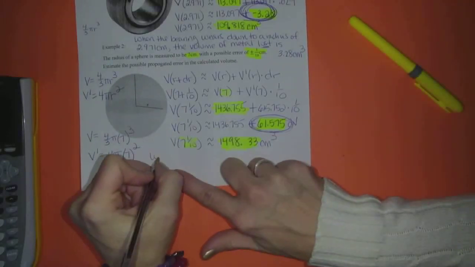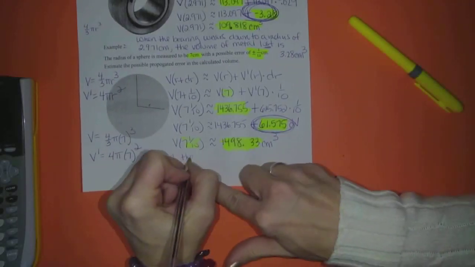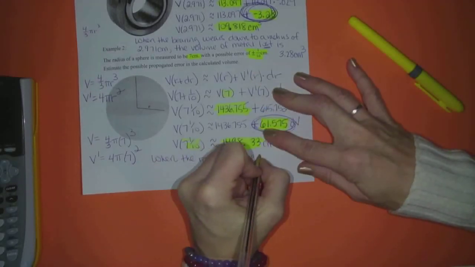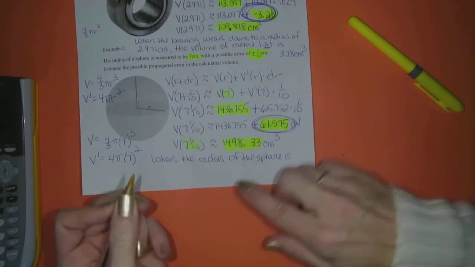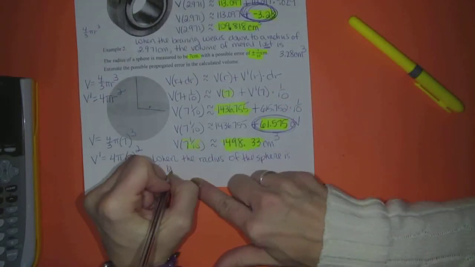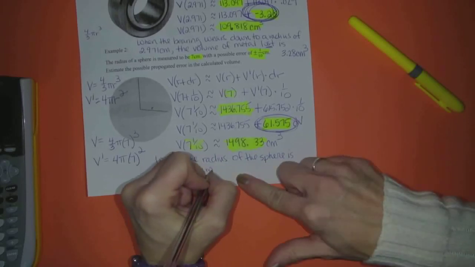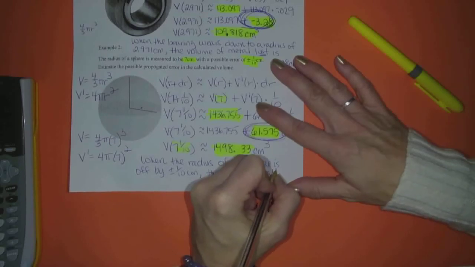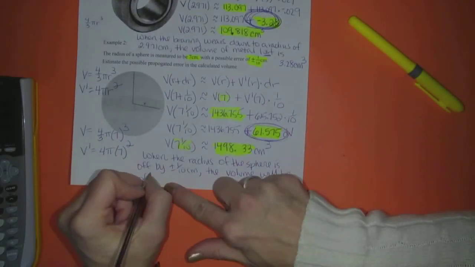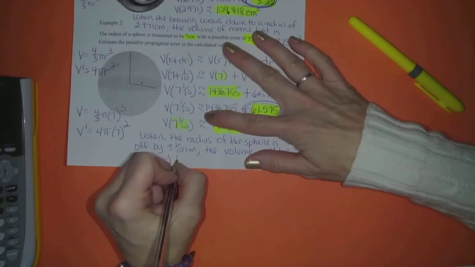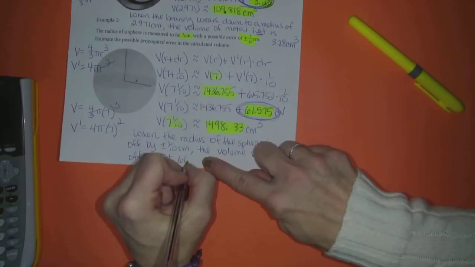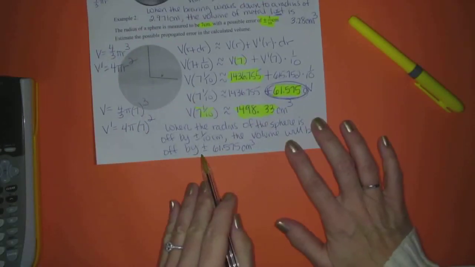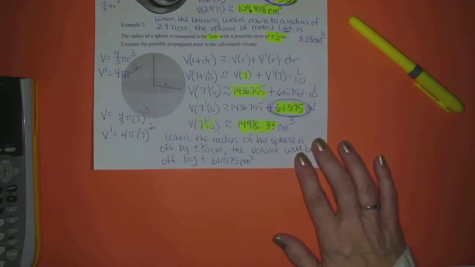So when the radius of the sphere is off by plus or minus 1/10 of a centimeter, the volume will be off by plus or minus, here it is, 61.575 cubic centimeters. Now, why do I say plus or minus? I didn't do the minus. Well, let me address that.